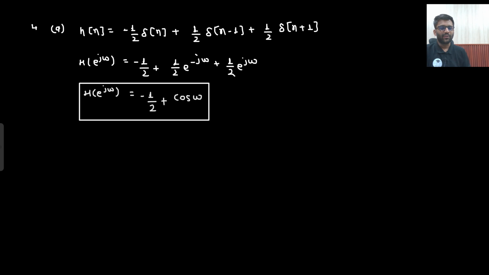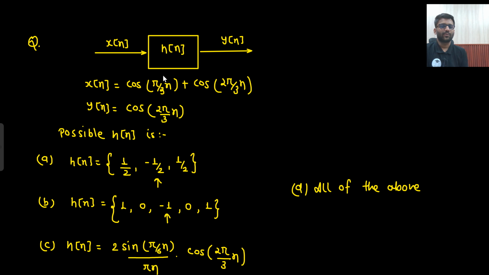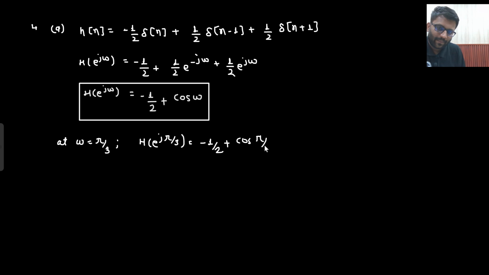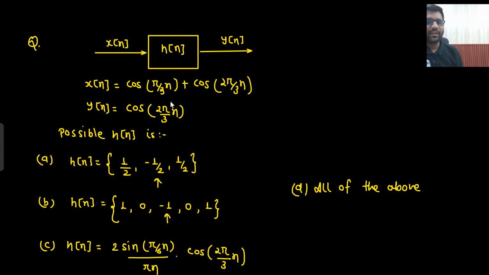Now what you need to do? You need to check the gain at omega equals to pi by 3 and omega equals to 2 pi by 3. So H at omega equals to pi by 3, H of e to the power j pi by 3, that would be minus 1 by 2 plus cos pi by 3. That would be minus 1 by 2 plus 1 by 2. So you can see that it is providing a gain of 0. And this is what you wanted. Pi by 3 should be eradicated. So it is providing a gain of 0.